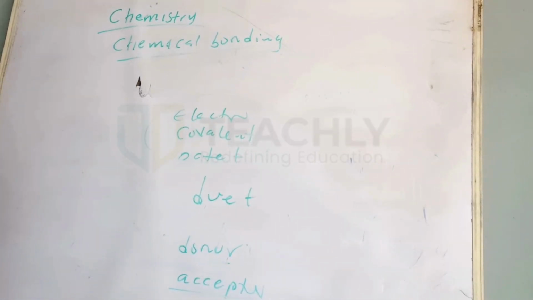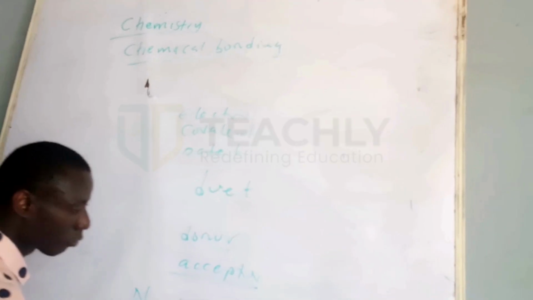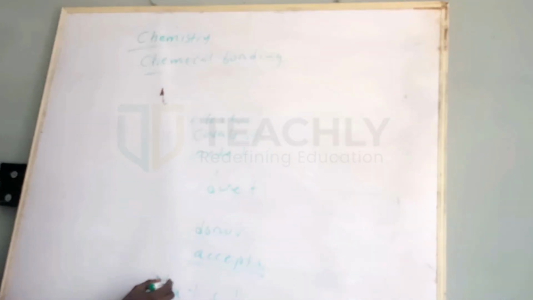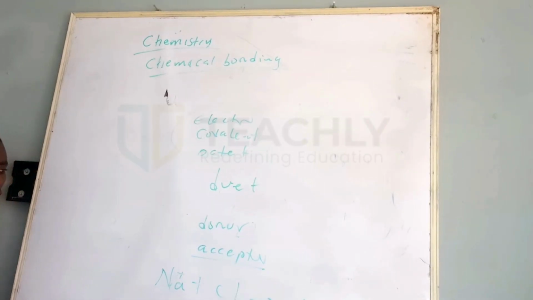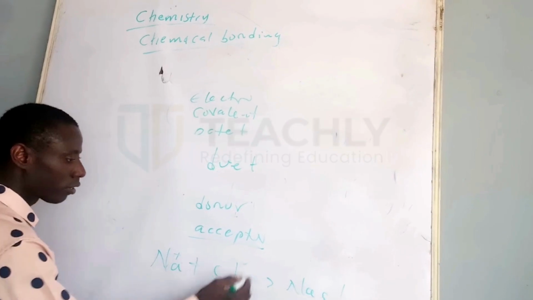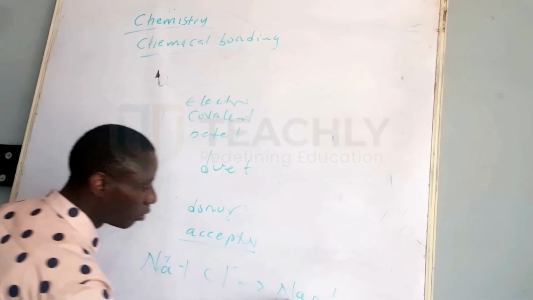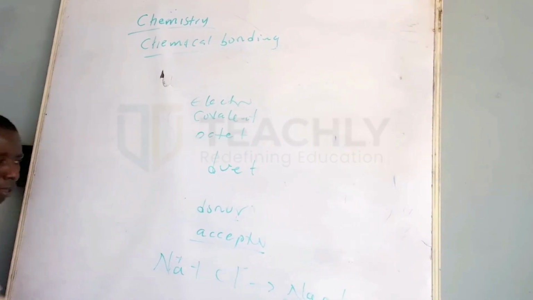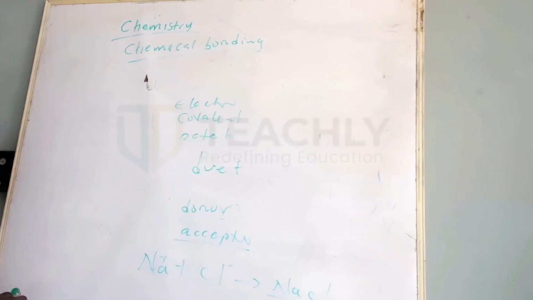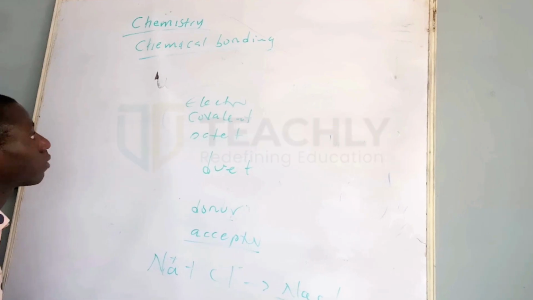For instance, we look at Na plus Cl to form NaCl. The sodium atom will transfer one electron to the chlorine atom to complete its shell, forming sodium chloride. So sodium chloride is an example of an electrovalent compound.